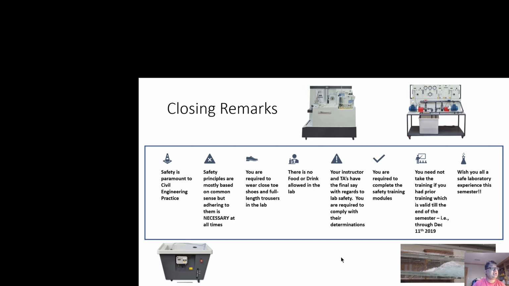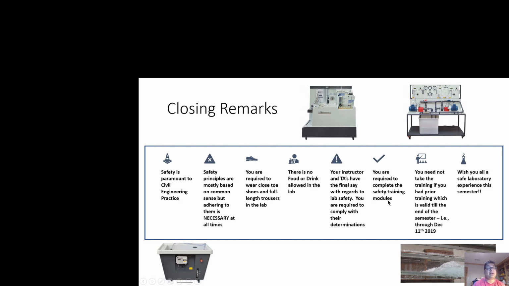So closing, safety is paramount to civil engineering practice, and it's paramount to this lab. Safety principles are mostly based on common sense, but you need to adhere to them at all times. There are no exceptions to safety. You are required to wear closed-toe shoes and full-length trousers in the lab, and no food or drink is allowed in the lab, so please leave your food or drink outside, or make sure there is no open food or drink in your backpack, if you can. Your instructors and TAs have the final say with regard to your lab safety, and you are required to comply with their determination. What they determine to be safe is what you need to do.